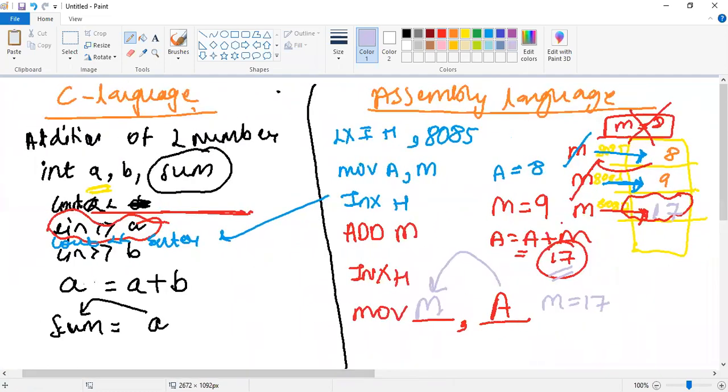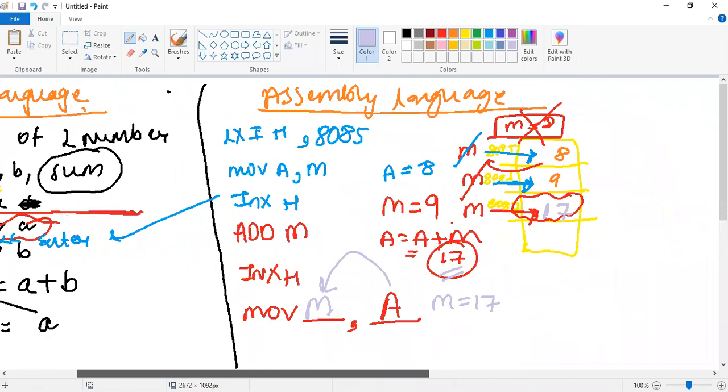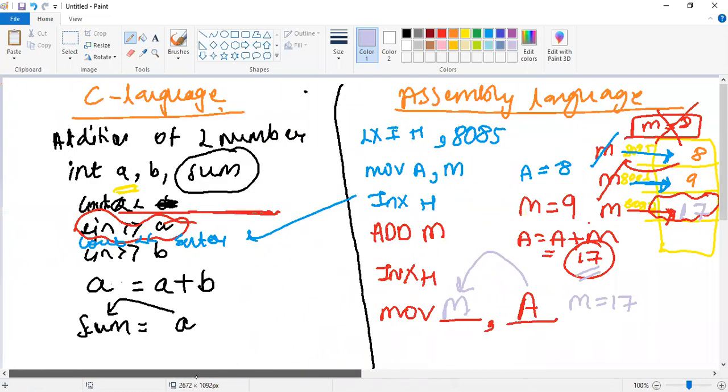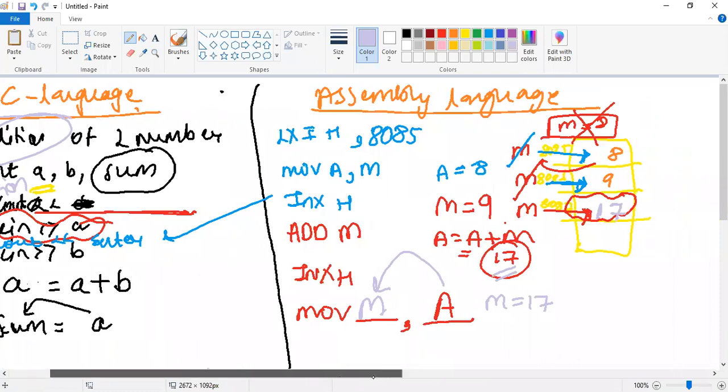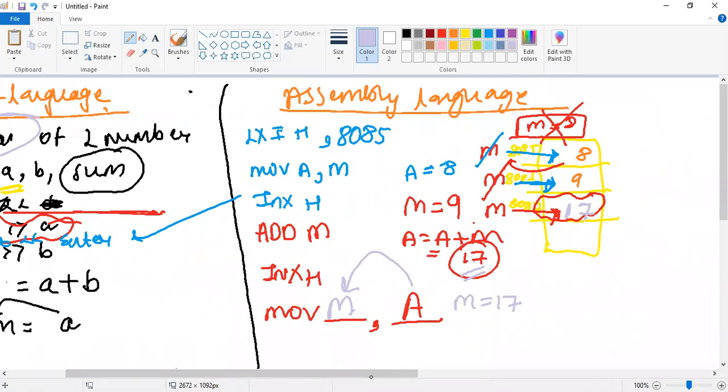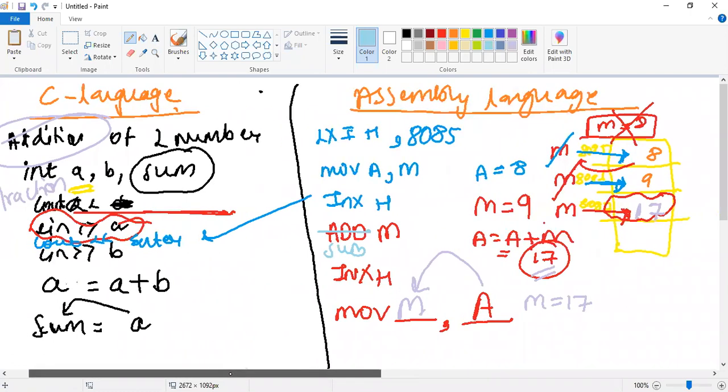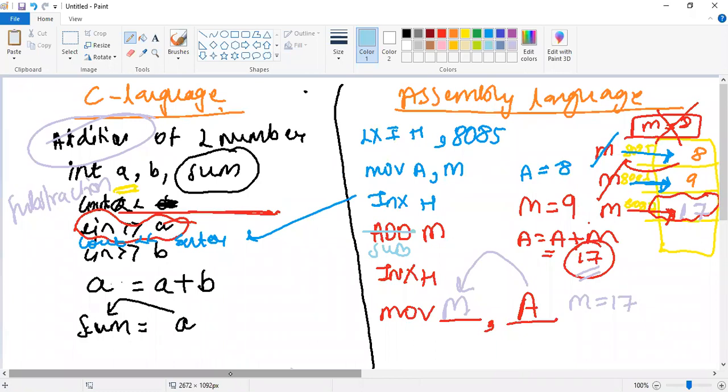Now in the exam, instead of addition they might give you subtraction. So see, for subtraction the logic is the same. Only one thing you have to do: you write SUB M. There are many instructions which you have to learn, then only you will be able to understand all this.